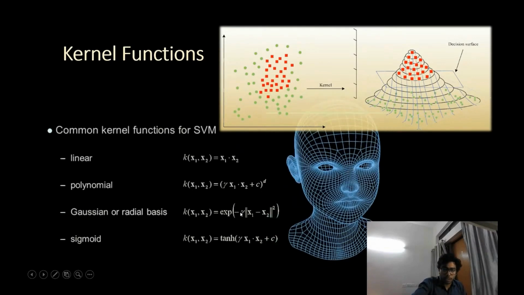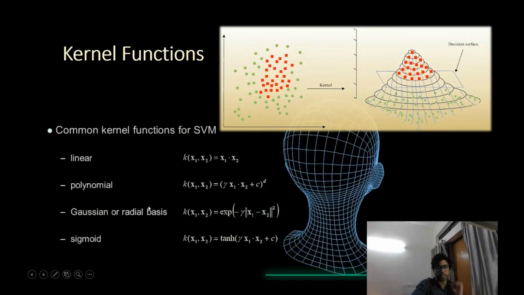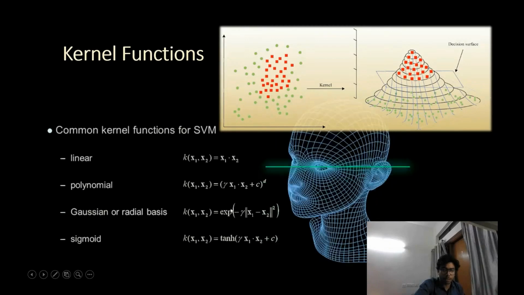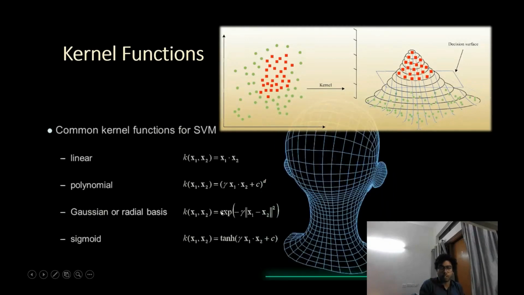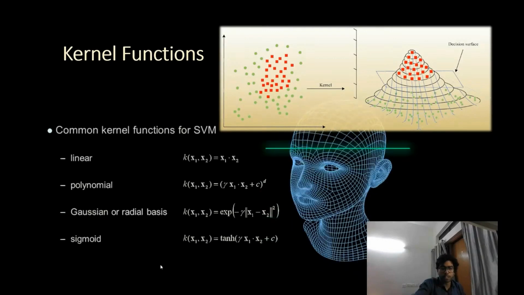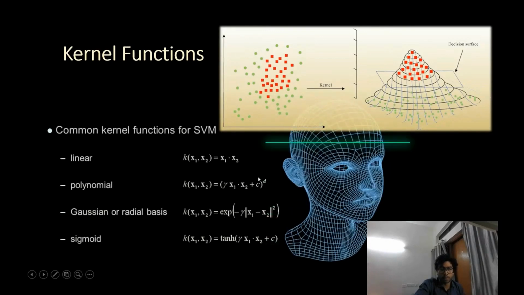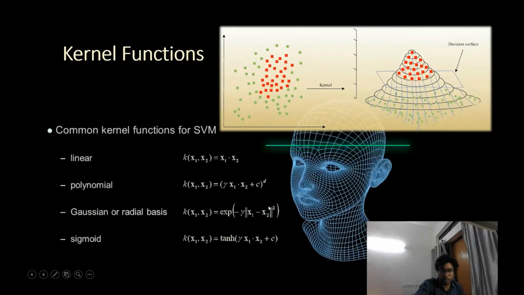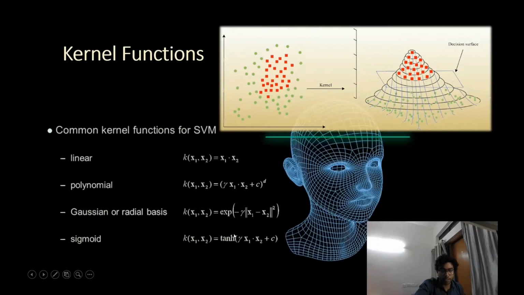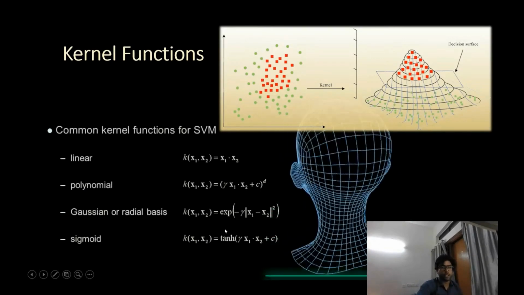And the Gaussian kernel, also called the radial basis kernel, is another way to transform your data into higher dimension and check the relation between the two points in higher dimension. As I said, you could have any function. You don't necessarily need to have a polynomial function. It could be an exponential function as well. And this is a sigmoid kernel, which is a tanh function, the hyperbolic tan function. You could have any kernel of your choice.